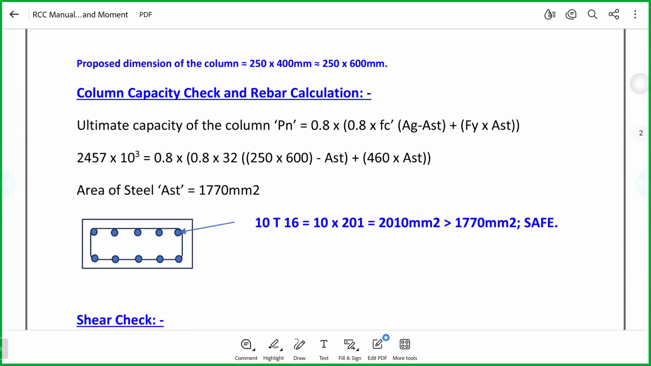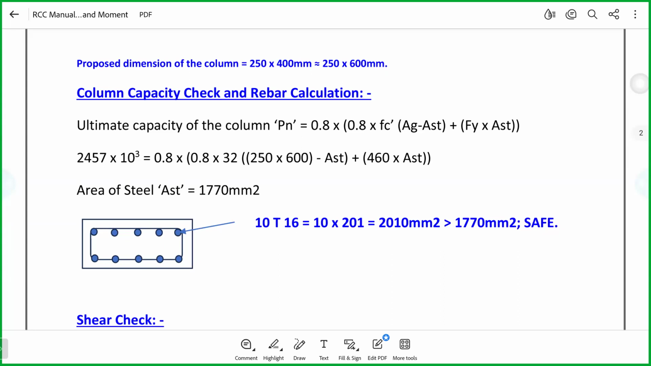The ultimate capacity of the column is something different than the actual loads. You do have 2457 kilonewton, right? And this is the ultimate capacity check. Ultimate capacity of the column is what? 0.8 multiplied by 0.8 fc' (Ac - Ast) plus fy multiplied by Ast. So we only need to substitute the values, in order to calculate the area of the steel, because I don't know the area of the steel.